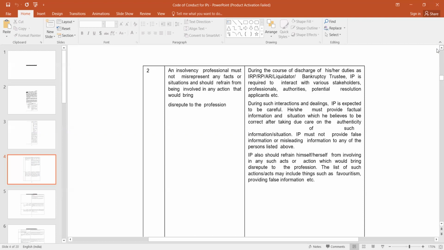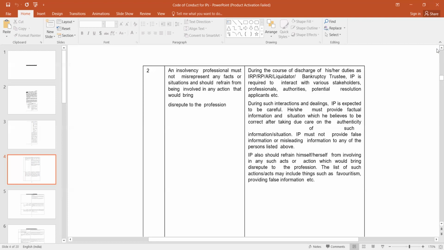But the point here is that, if you go there in an inebriated state, so you are appearing before the CD in a drunken state. These are the things which bring disrepute to the profession. You are not behaving in a proper manner. So even your personal acts could bring disrepute to the profession, because as a professional you are required to maintain a certain degree of decency and behavior.